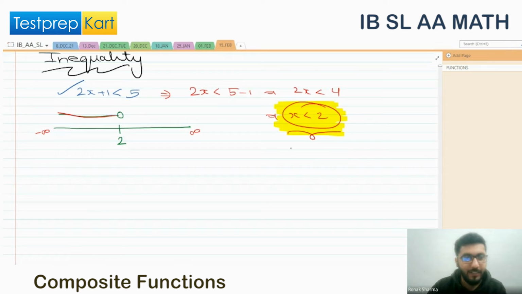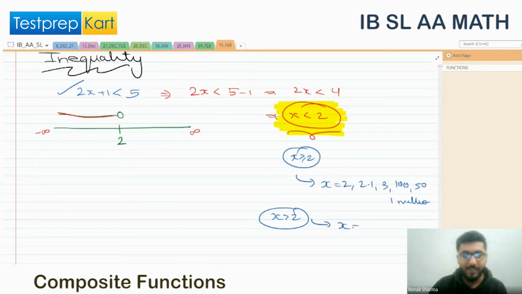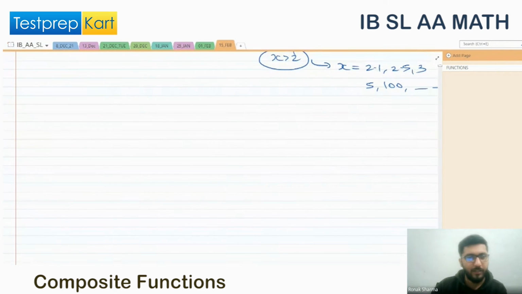If I say x greater than or equal to 2, then it means that x can take the value 2 also, 2.1 also, 3 also, 100 also, 50 also, 1 million also. But if I'm saying x greater than 2, that means x can take all the values except 2: 2.1, 2.5, 3, 5, 100, 1 million, 1 trillion, like that. Getting the point? Okay, let us start this topic from the very basics, then let us revise it.